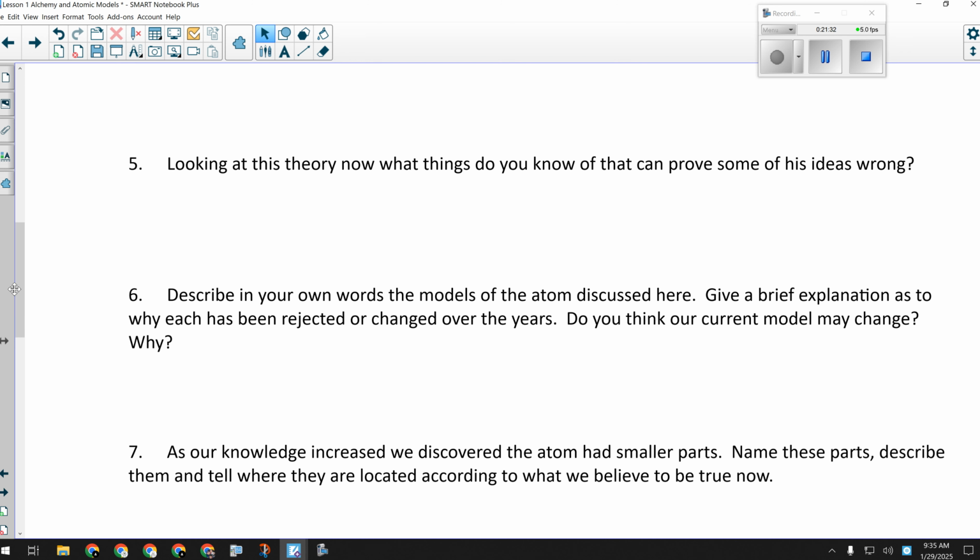All right. Describe in your own words the models of the atom discussed here. Give a brief explanation as to why each was rejected or changed over the years. Do you think our current model may change and why? All right, so just quick summary. Solid sphere. That was the first one.